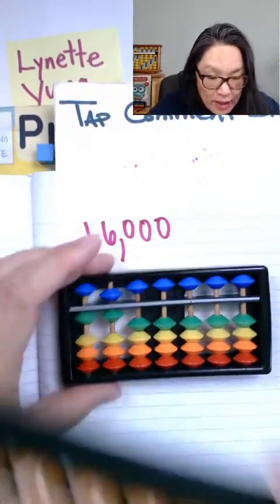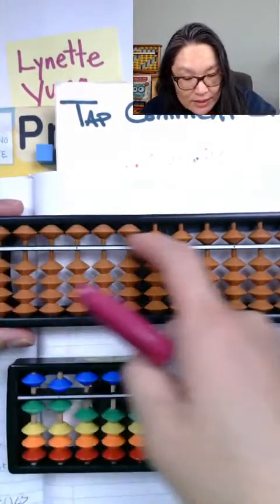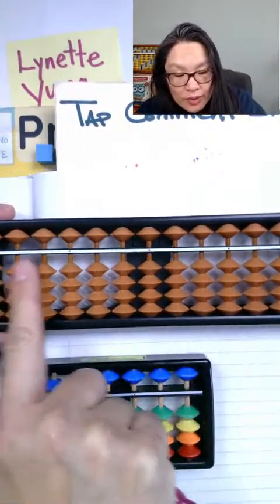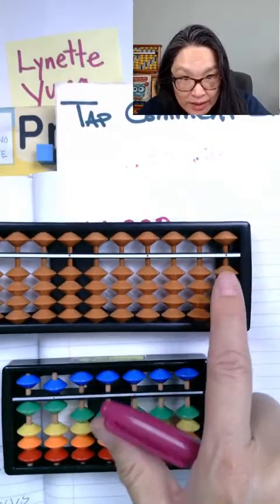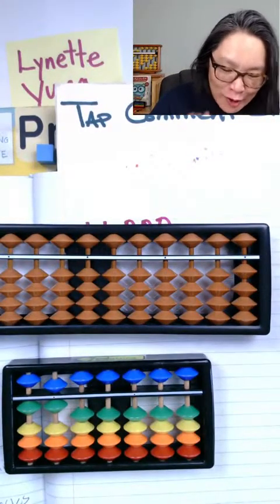But obviously with a bigger abacus, with a 13 column abacus, we have a lot more place values depending on where you want your dot to be. So the dot actually is not written in stone.